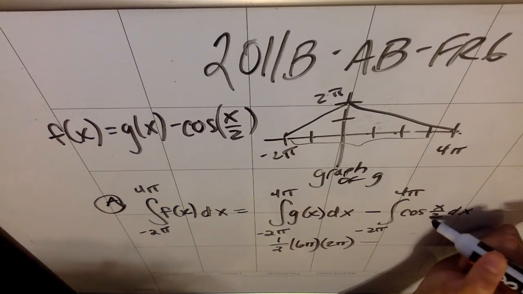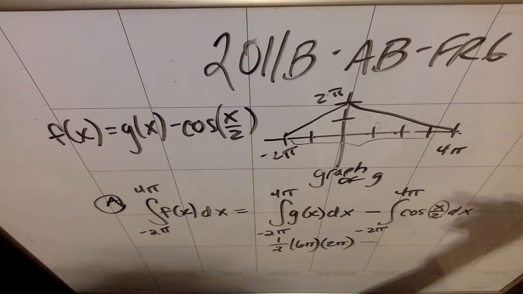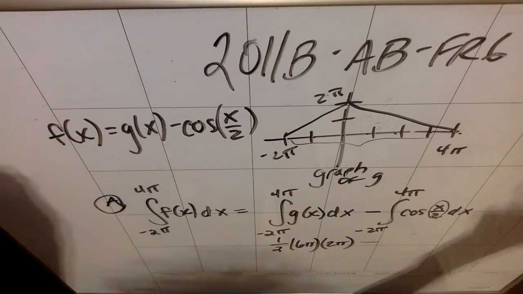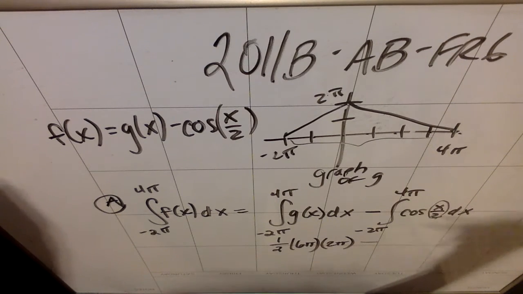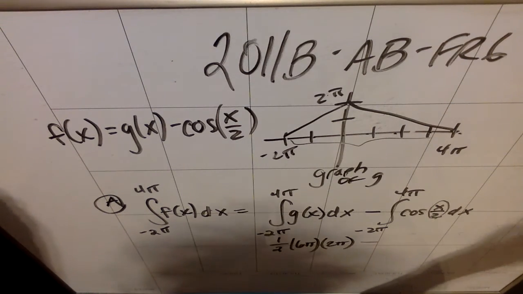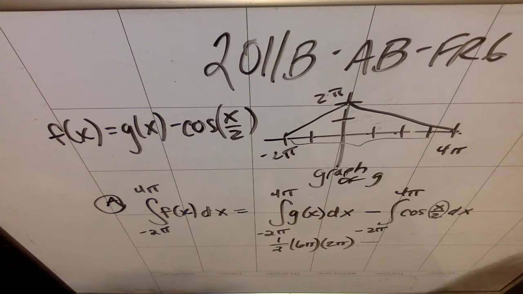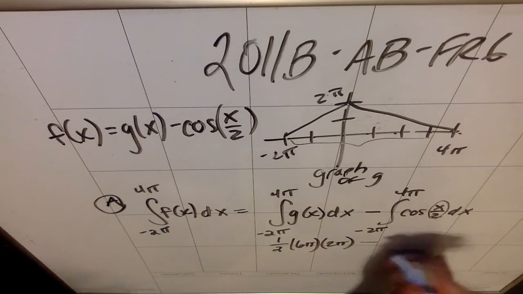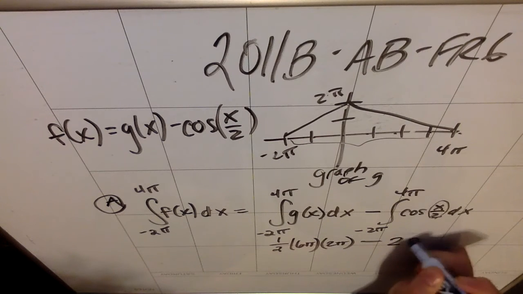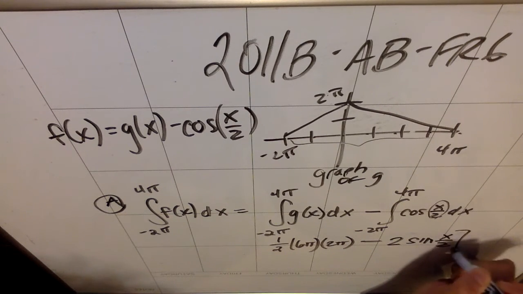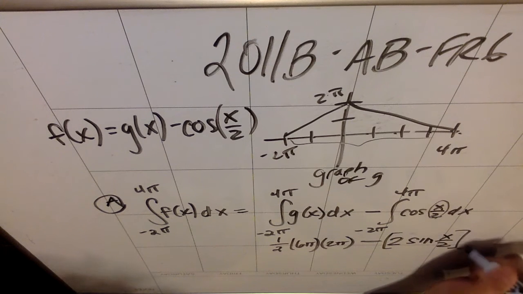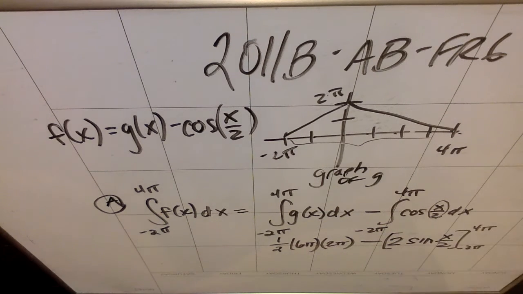This guy is technically u substitution. My u is the x over 2, but the trick is that if I were to derive cosine of x over 2, every time I derive, I would have to multiply by 1/2. So if I'm going to integrate cosine of x over 2, anytime I do the antiderivative, I'm going to have to divide by 1/2, which is the same as timesing by 2. So I'm going to get that this is a negative 2 sine of x over 2, evaluated from negative 2 pi to 4 pi. So what's going to happen is I'm going to get 6 pi squared, because the 1/2 would cancel with the 2.